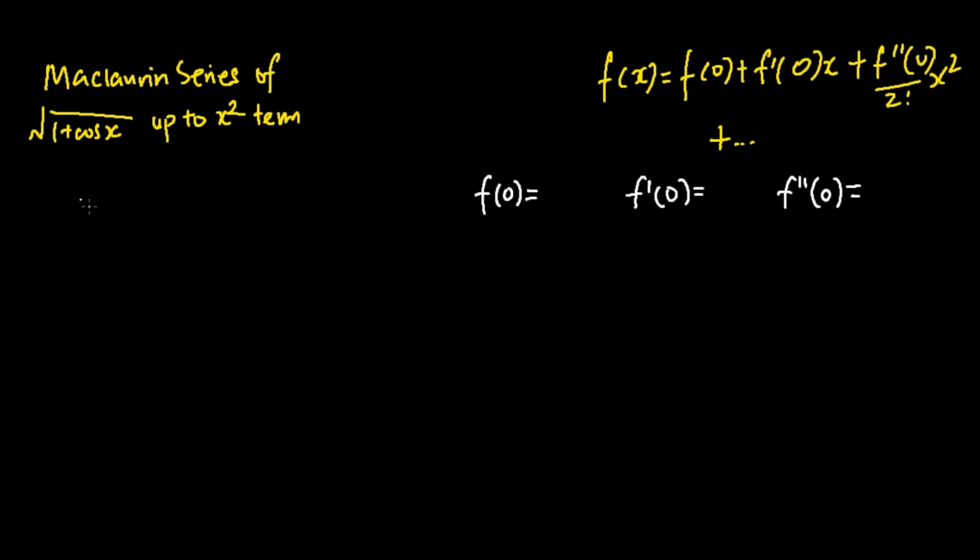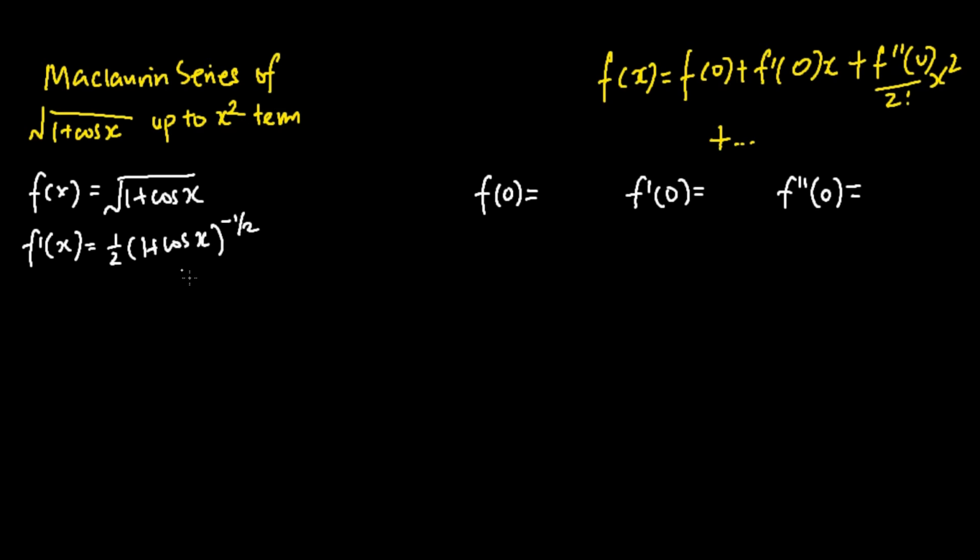To start off solving this problem, we will let the function of x be equal to the square root of 1 plus cosine x. We first differentiate the function once and we get half times (1 plus cosine x) to the power of negative half, and then we differentiate the inside, 1 plus cosine x, and we get negative sine x.